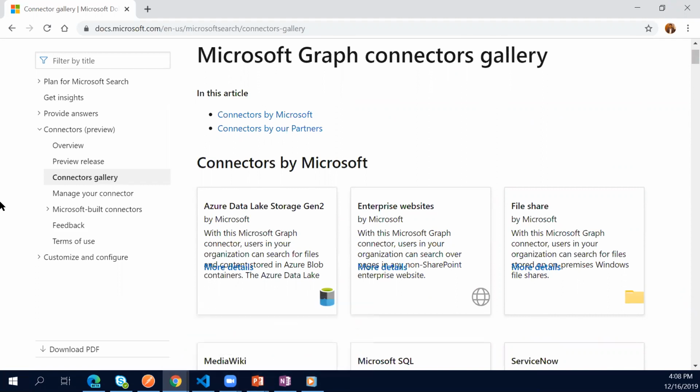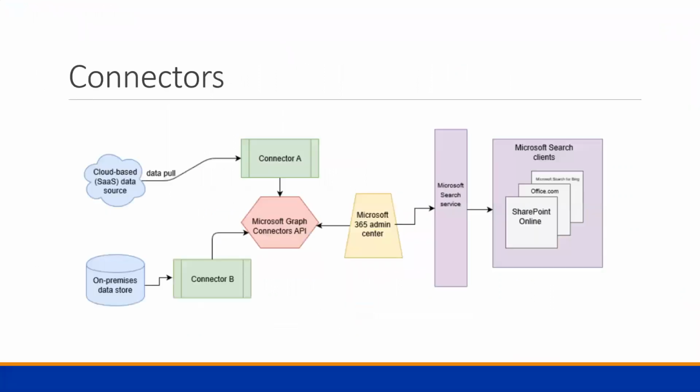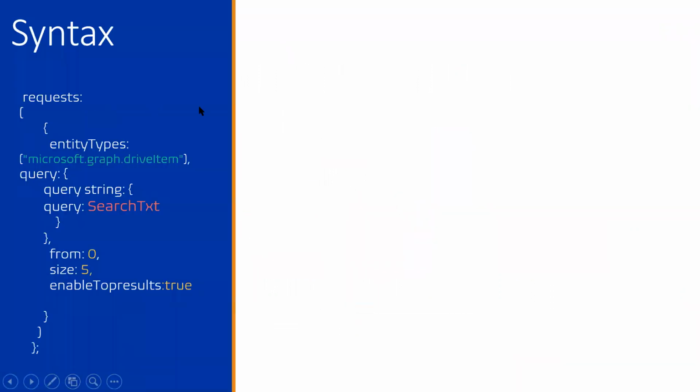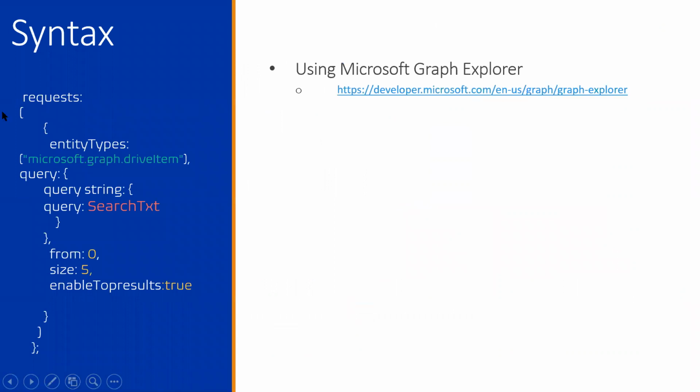Let me get back to the slide, and let's see what syntax we have. Whenever you're calling this search service API, this is the request that you need to send, and these are the entity types. Here you define your entity types, and it supports multiple entities. Microsoft Graph Drive item is taking the data from your OneDrive. Here you will mention your query, and there are multiple parameters here as well.